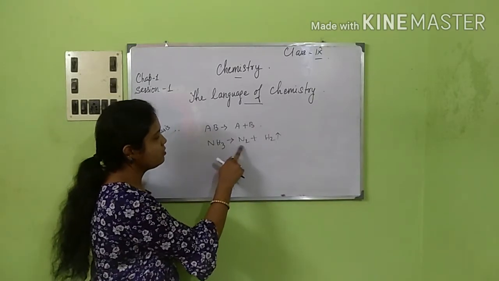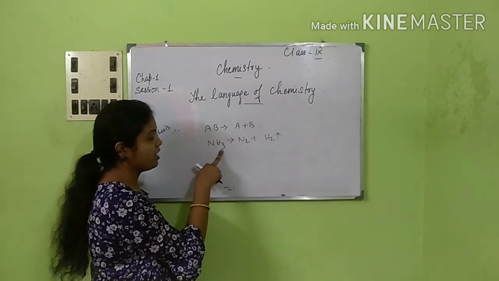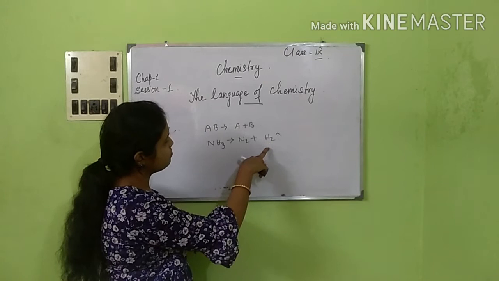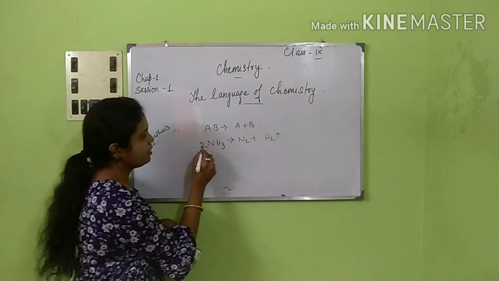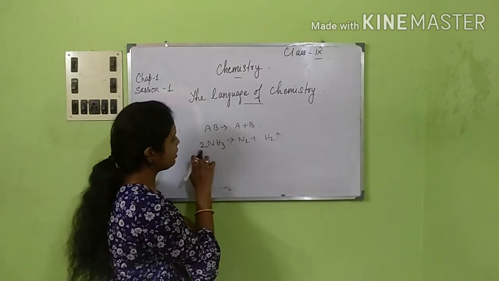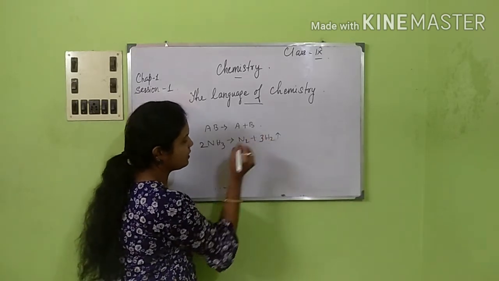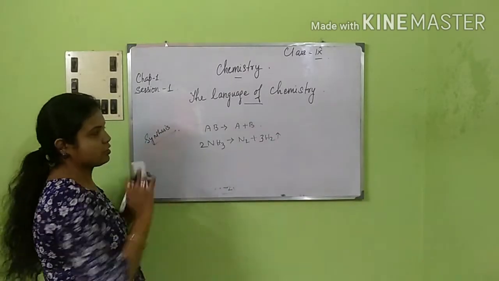Now see here it is 1 nitrogen, here it is 2 nitrogen, here it is 3 hydrogen, here it is 2 hydrogen. So I need to multiply this with 2, right? So here nitrogen becomes 2, here also 2, that means balanced, and H3 here becomes 6, 2 into 3, 6, here it is 2. Let me multiply this with 3, so it becomes 6 over there. So this is a synthesis reaction.